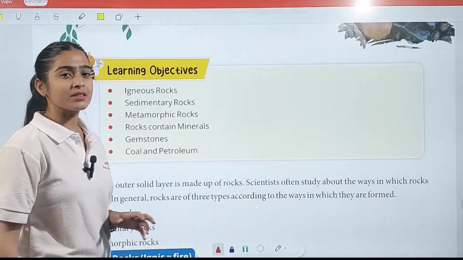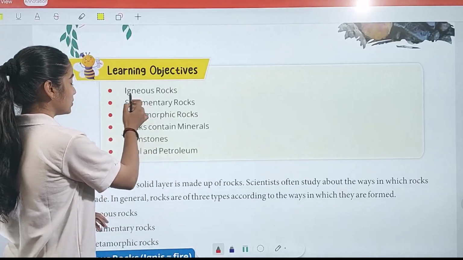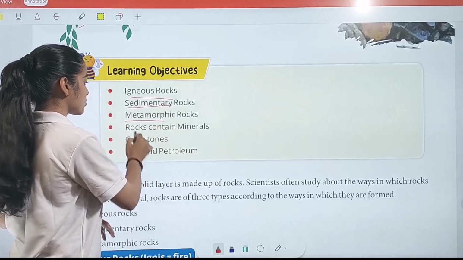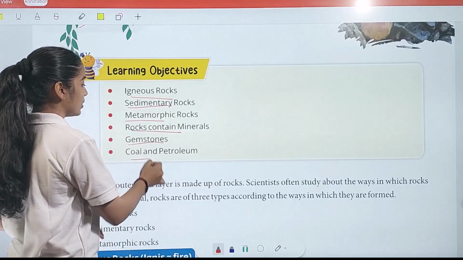What are the learning objectives we have today? First of all, we have to learn about the types of rocks: igneous rocks, sedimentary rocks, metamorphic rocks. Rocks contain minerals, gemstones, and coal and petroleum.